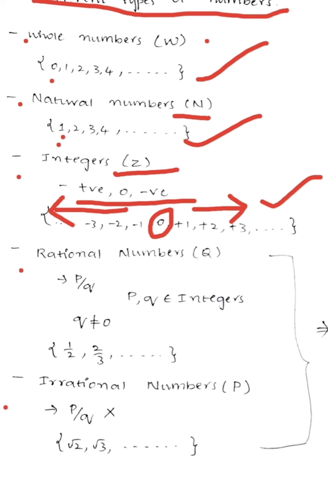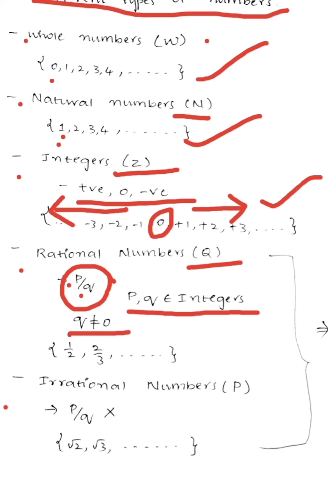Now coming to rational numbers. Rational numbers are denoted by capital Q. Rational numbers are the numbers which can be written in the form of p by q. Now what is p and what is q here? p and q both are integers. We know that integers can be positive, 0 or negative values. And one thing you need to remember, that q should not be equal to 0. In rational numbers, q is never equal to 0. Now examples of rational numbers can be 1 by 2, 2 by 3, so on, etc.